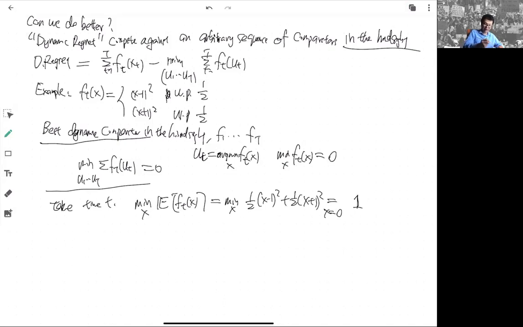Ultimately what you end up getting is that the dynamic regret of any player is T. Yeah, this is really bad because we can't get anywhere near the optimal solution that minimizes the dynamic regret. This is saying that in general, dynamic regret is not something that you can minimize without additional assumptions. So what do we do?